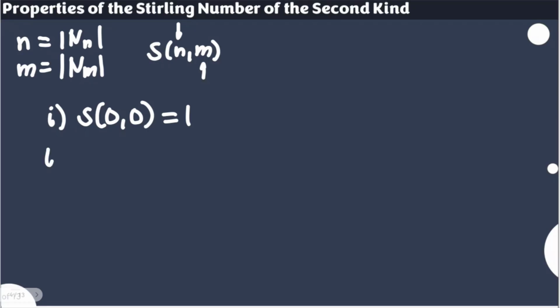Let's talk about the second property, S of n and 0. The number of ways of distributing n objects into 0 boxes. This is where it gets different from the first one. Earlier, it was 0 objects and 0 boxes. Here, we have n objects into 0 boxes. The number of ways for that is actually 0.